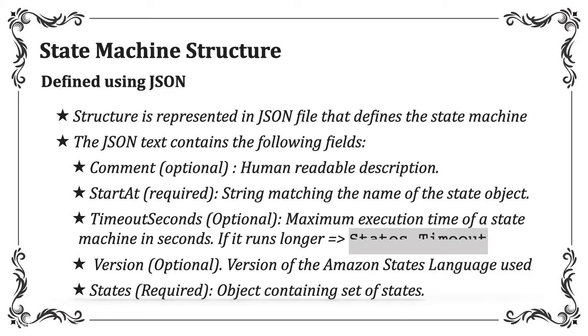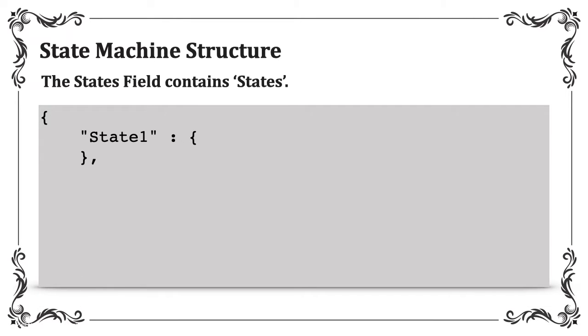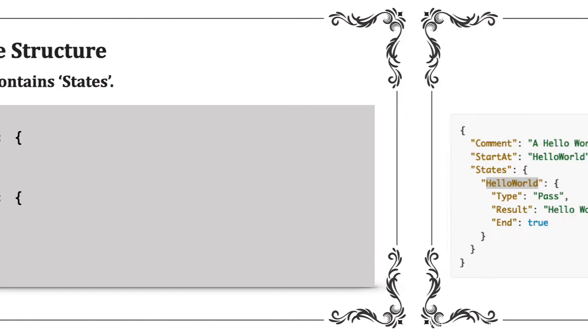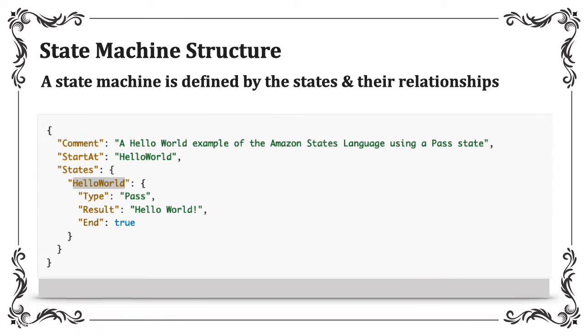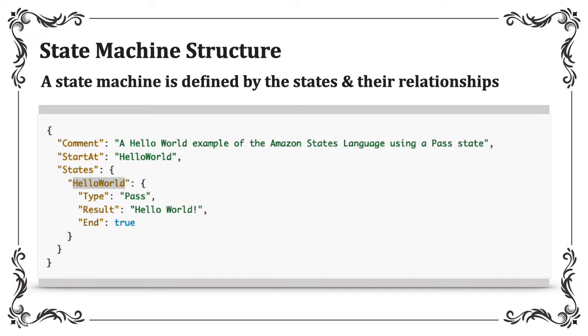The States field is a required field and it is an object containing a comma delimited set of states. So you can create an object, with states separated by commas, composed of the set of states. The States field contains states. A state machine is defined by the states that it contains and the relationships between them.